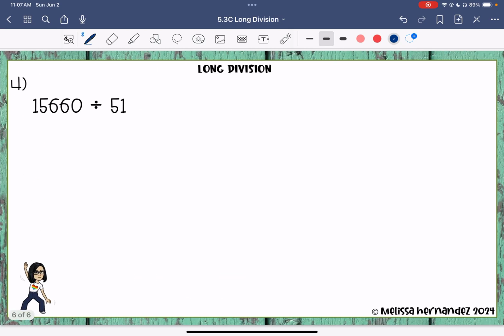Okay, if you needed another one, here is your final long division. I strongly encourage you to go ahead and pause it. You want to check to see where you are, and then come back and compare work with me. Okay, we want to see how many 51s will fit into 15,660. Well, 15 doesn't go into 1, doesn't go into 15, but it does go into 156.